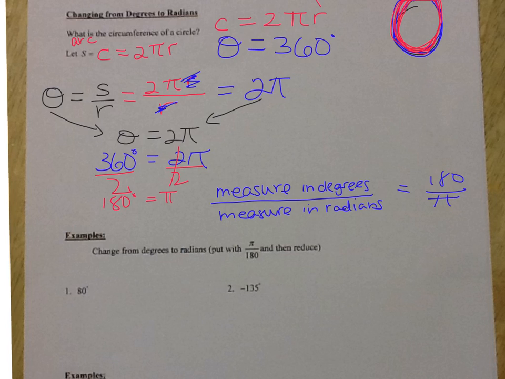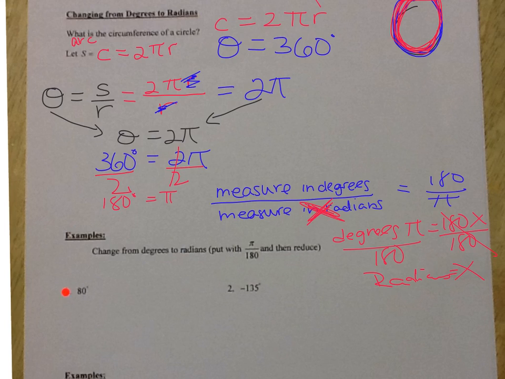And when I cross multiply, if I'm looking for my angle in radians, if this is my x, I'm looking for the angle in radians, I cross multiply, I get my degrees times pi equals 180 times x, and then I divide both sides by 180. So you can see it's my degrees times pi divided by 180 degrees, and that will give me my angle in radians. Okay? So let's take a look at the first example.